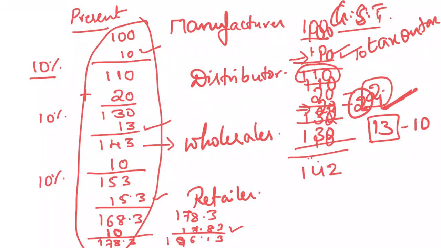Now, if the wholesaler adds 10 rupees, the retailer will pay only 1 rupee. And if the retailer adds 10 rupees, he will pay only 1 rupee tax. Here I am telling you that the tax is only on the value added or on the profits, but the tax is not on the tax, and the tax is not also on the previous taxes that they have already paid.